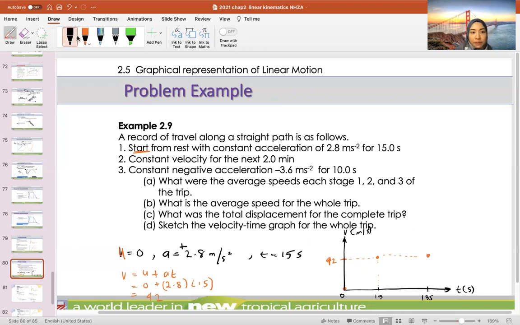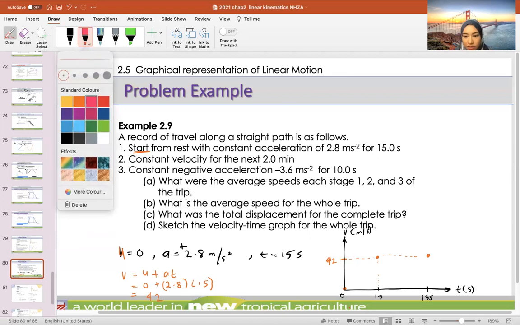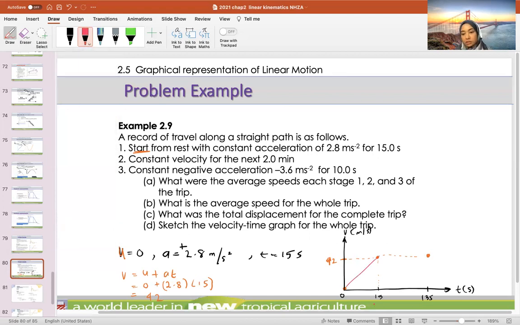So from the first point just now, let's use a different color. Let's use pink. I would have this much, I would have this line, and for the next 2 minutes, I would have this straight line. This is T equals 120 seconds. This is T equals 15 seconds. Actually I don't need to write this. I'm just showing it to you. Velocity, meter per second.